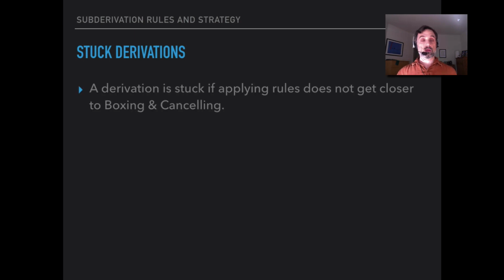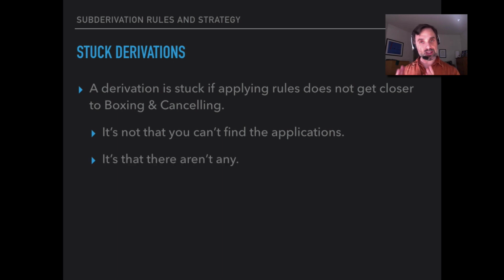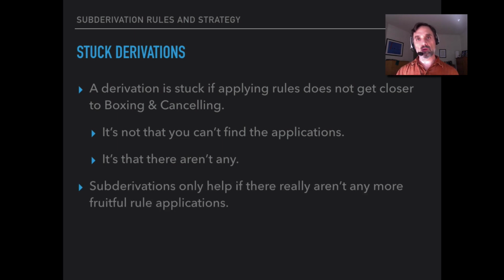So you can always apply rules, right? Because you can always apply double negation or adjunction and make stuff happen, but it may be completely useless. So the derivation is stuck when all the rule applications that are possible to make don't move any closer to boxing and canceling. Now, it's not that you trying to find the derivation can't find the applications. It's that, in fact, there aren't any. So the derivation isn't stuck when you can't find rule applications. It's stuck when there aren't any useful rule applications. So you need to be confident that, okay, I've surveyed this, I know how to find the rule applications, and there aren't any. And at that point, you would want to do a subderivation.